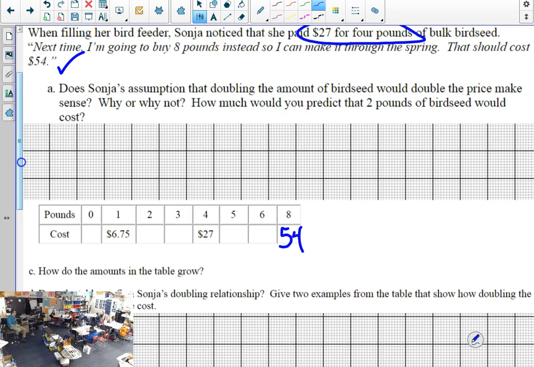What do we think about if she's going on a trip, doesn't need to buy as much, taking the bird with her? No, she's feeding birds in the yard. What about 2 pounds?